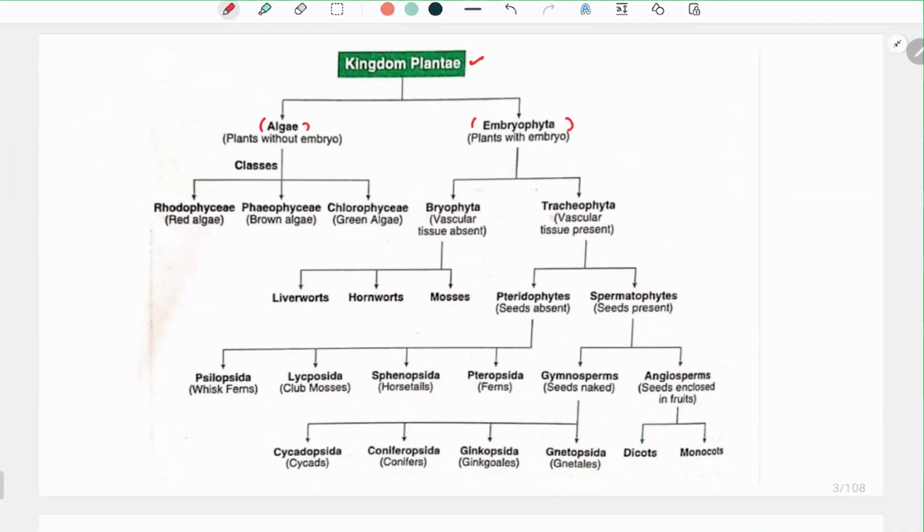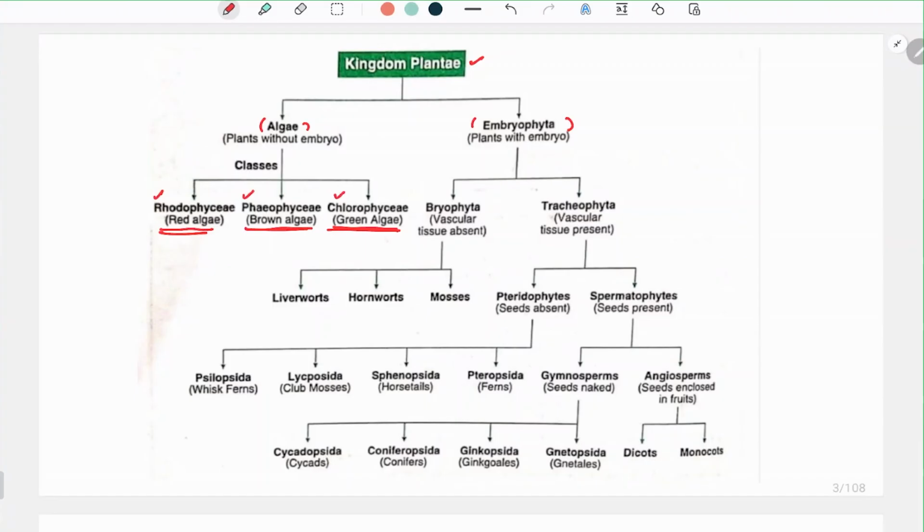Algae is further classified as Rhodophyceae, Phaeophyceae, and Chlorophyceae. Rhodophyceae means red algae, Phaeophyceae is brown algae, and Chlorophyceae is green algae. Now this classification is on the basis of the pigments which are present. And these pigments give particular color to the thallus of the algae. On the basis of their appearance, due to the presence of certain chlorophylls in the algae, it is divided into Rhodophyceae, Phaeophyceae, and Chlorophyceae.